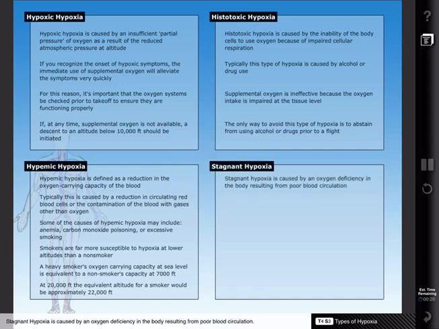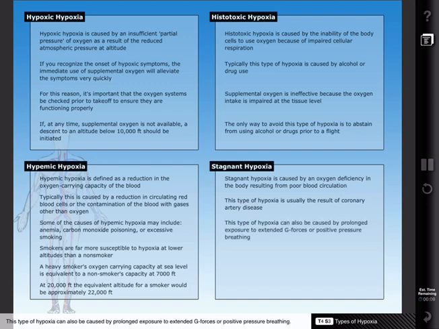Stagnant hypoxia is caused by an oxygen deficiency in the body resulting from poor blood circulation. This type of hypoxia is usually the result of coronary artery disease. This type of hypoxia can also be caused by prolonged exposure to extended G-forces or positive pressure breathing.